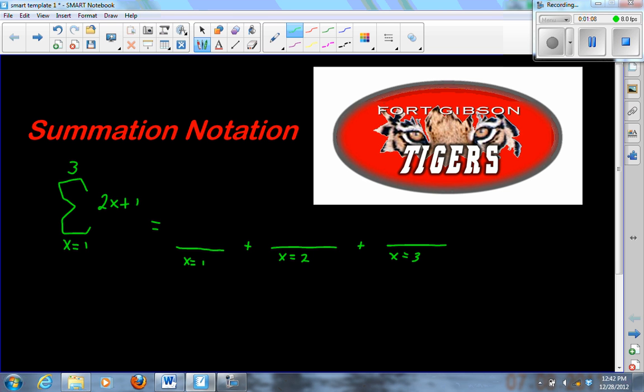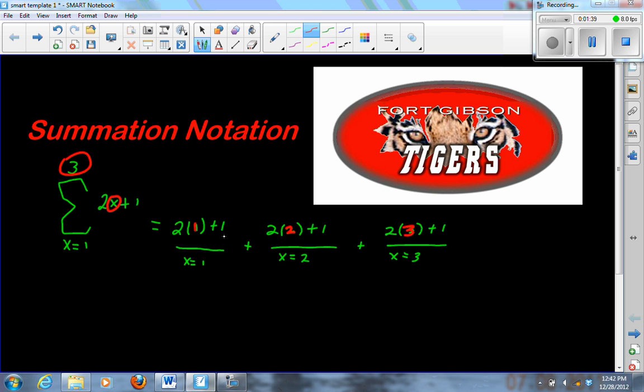And as you might guess, you would plug these terms, first term, second term, third term, into this formula. So this would be 2 times 1 plus 1, and this would be 2 times 2 plus 1, and this would be 2 times 3 plus 1. Notice the only part that changes is this part, which is how many terms you have, first term, second term, third term, and you would just go all the way until you reach your upper bound.